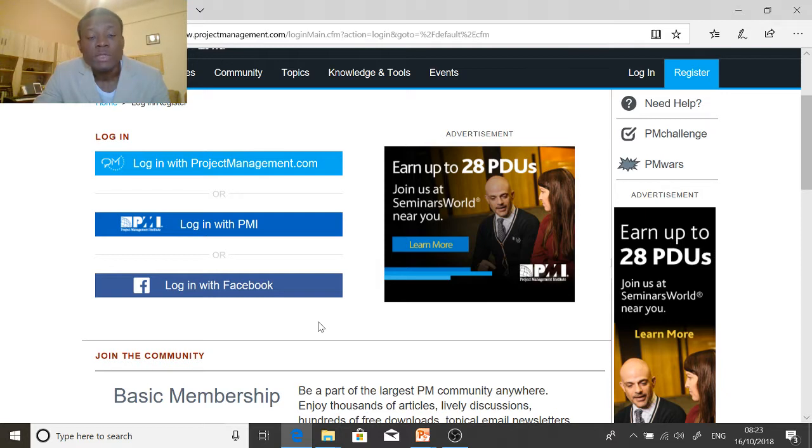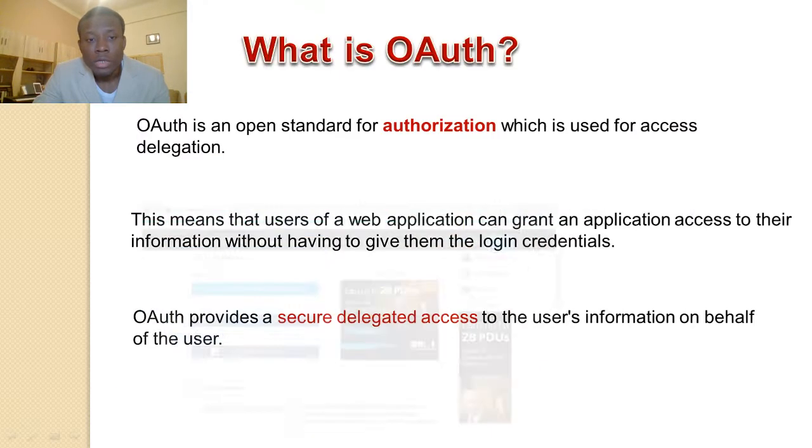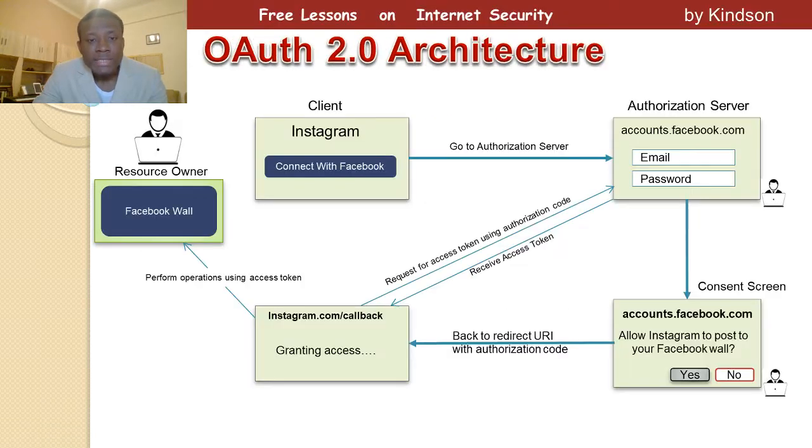So instead of actually giving your Facebook username and password to an application, you simply give it secure delegated access to your user information without having to give your username and password. So let's see how it works. This diagram is actually very simple. This is the OAuth 2.0 architecture.